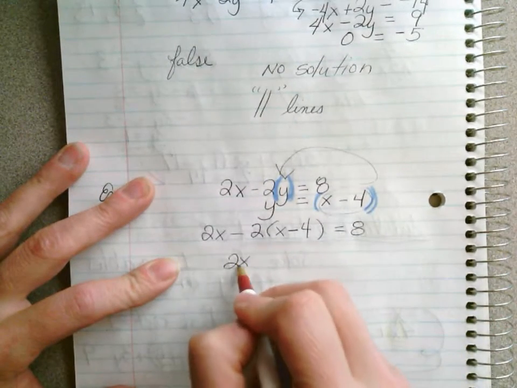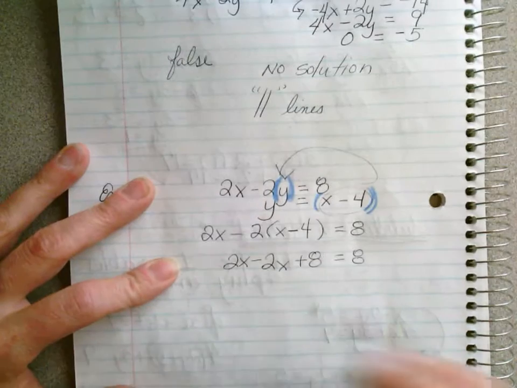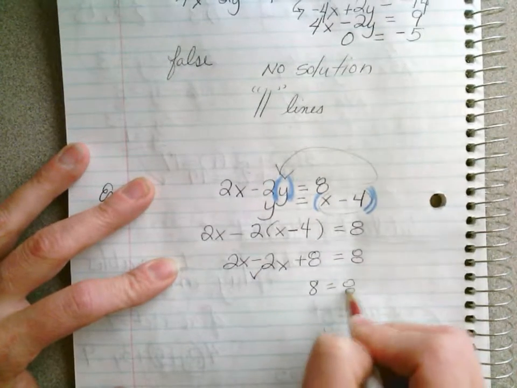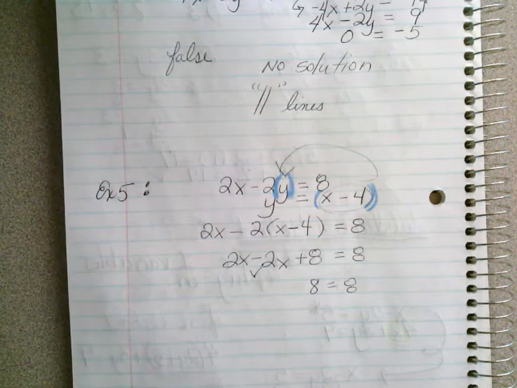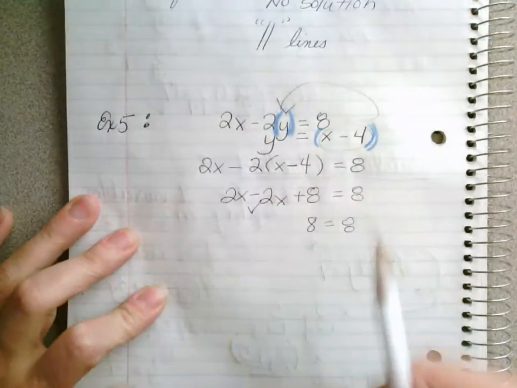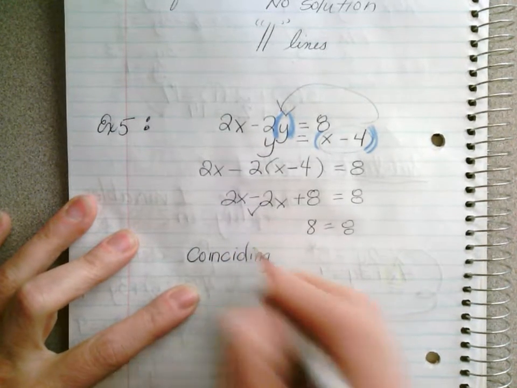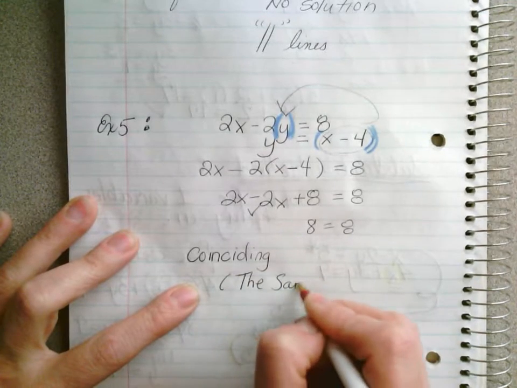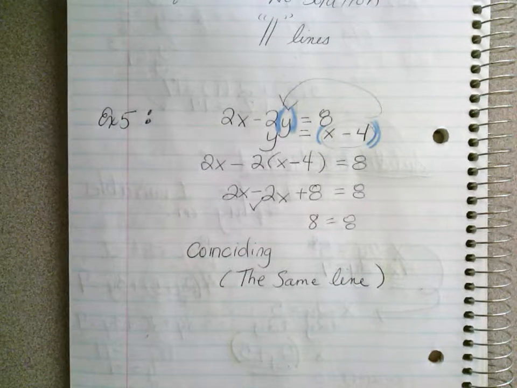And it looks like this: 2x minus 2x plus 8 equals 8. These cancel out. 8 equals 8. Is that true or false? True. It's always true. 8 always equals 8. That means these lines are not perpendicular. They're not like the opposite of this. They are coinciding, which means they are the exact same line.